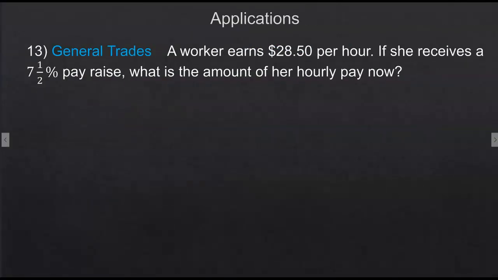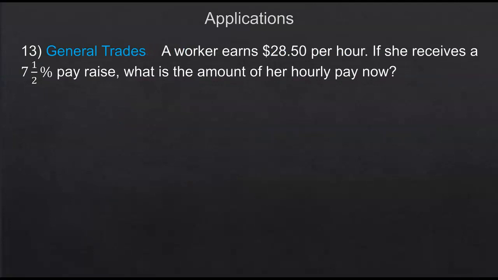All right. I think this is our last question. And it kind of has more than one step. A worker earns $28.50 per hour. If she receives a 7.5% pay raise, what is the amount of her hourly pay now? Okay, I'm going to highlight that. This is her pay now. This is her raise. And we'll just do 7.5 when we put that in our equation.